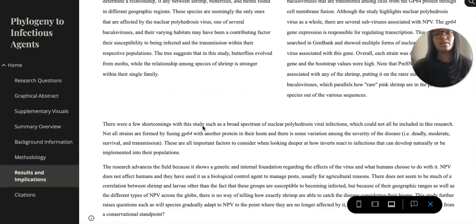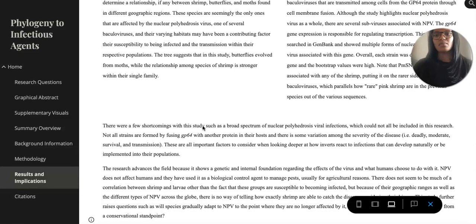And so there were a few shortcomings just as far as not all strains of the gene were able to fuse naturally with an assisting protein, and there were variations of the severity of the gene. And also, the research does advance the field because it shows a genetic and internal foundation regarding the effects of this virus. So then it kind of brings up that whole biologically controlled agent and how significant that is as well.